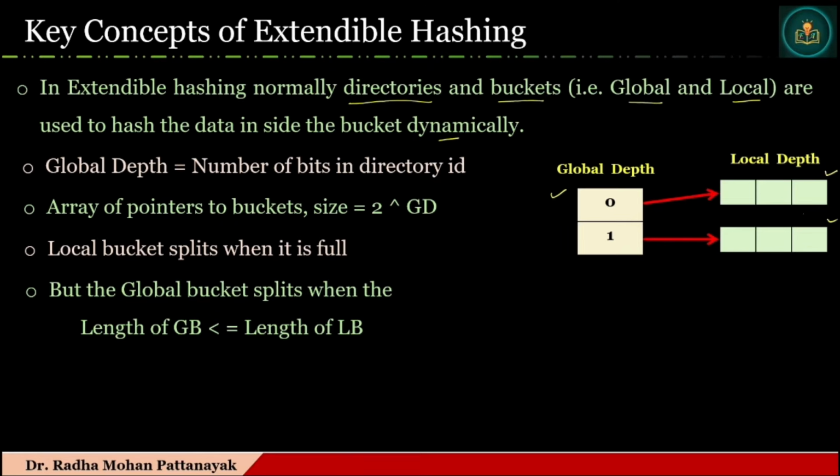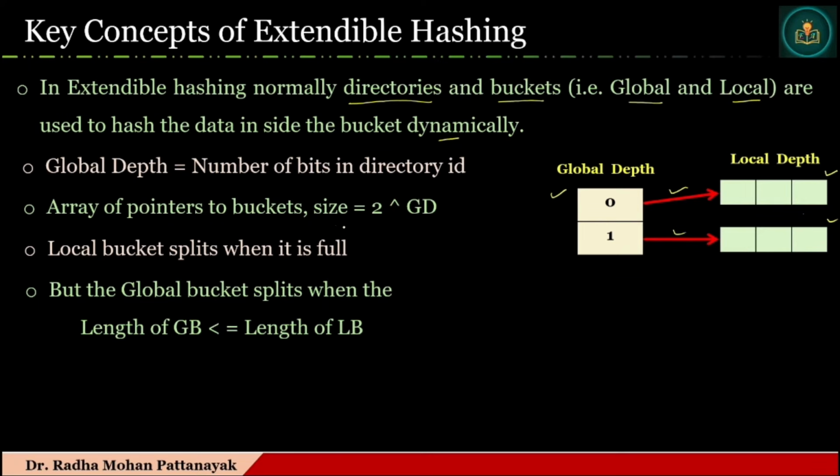In the global bucket we will store the address, and remember in extendable hashing we will store the address in terms of directories, and we will use binary digits to represent the directory. The concept says that the global depth is the number of bits in the directory ID. How many buckets we are using to store the elements, that is called the local bucket. Here, these are the pointers we are using to represent the buckets inside the local bucket side, and each directory will point to a particular bucket inside the local bucket side.